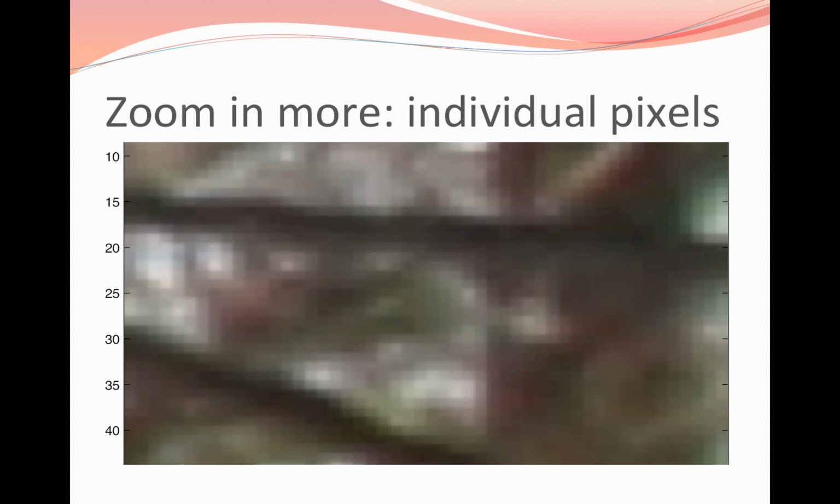So again, when you have a large image matrix, the pixels are really just little dots, so it looks pretty smooth. When you zoom in, you can actually see the square color elements, which are the pixels.